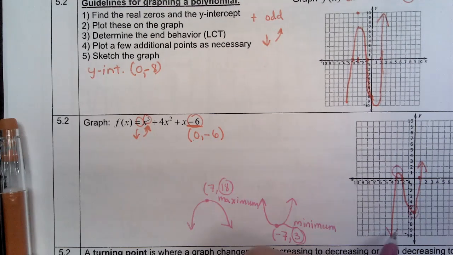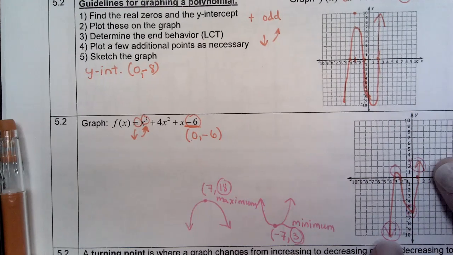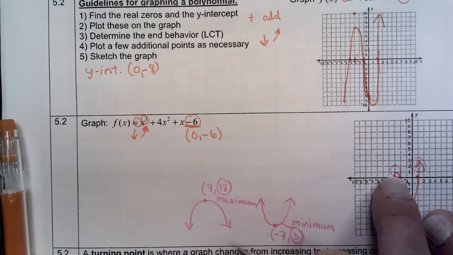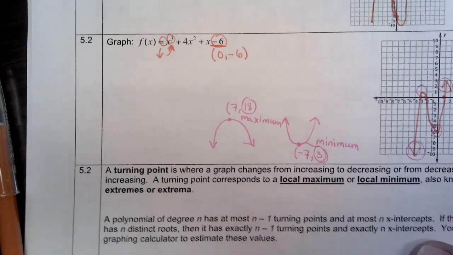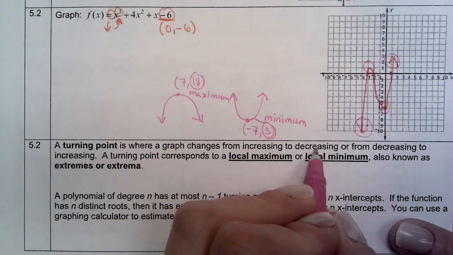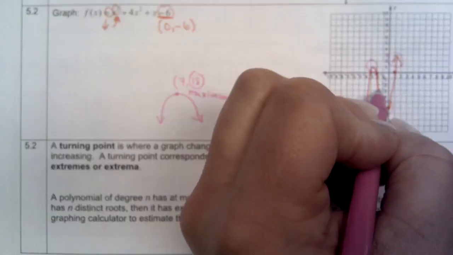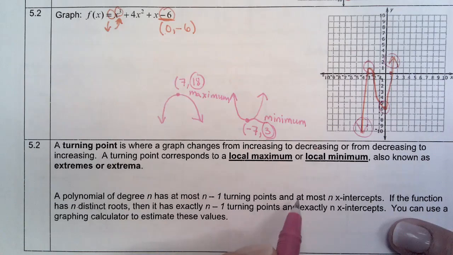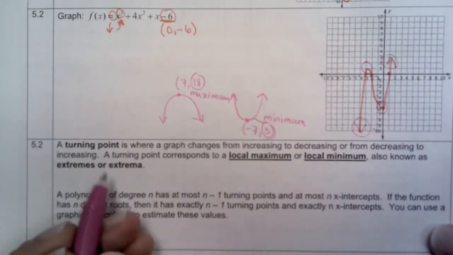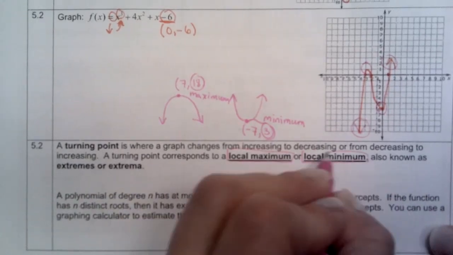So we've learned about end behavior. For end behavior, we're looking at the very ends as these ends approach infinity. But we have these in here that look like these parabolas. These are called turning points. So a turning point is where a graph changes from increasing to decreasing, meaning from going up to going down, or from decreasing to increasing, so here to here. A turning point corresponds to a local maximum or a local minimum.